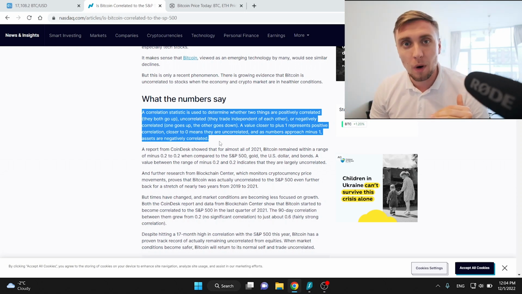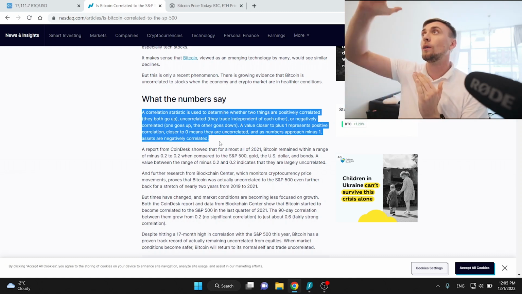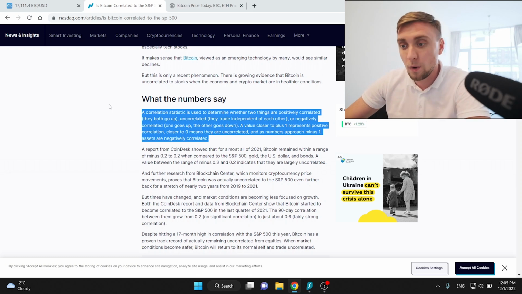Then when it's -1, it means that they are negatively correlated. When one instrument is going up, the second one is going down very quickly.